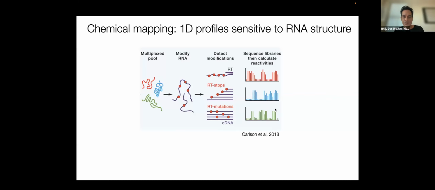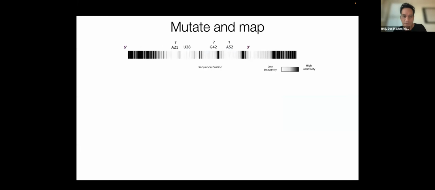My lab and I have been working on these kinds of approaches for a few years. And one thing that gave me some comfort in moving forward with chemical mapping was this idea that, although it seems like there's not that much information coming out of it, just one number per nucleotide, there are ways to hack it to get much more information about RNA structure. And so I'll describe one of these hacks in this slide.